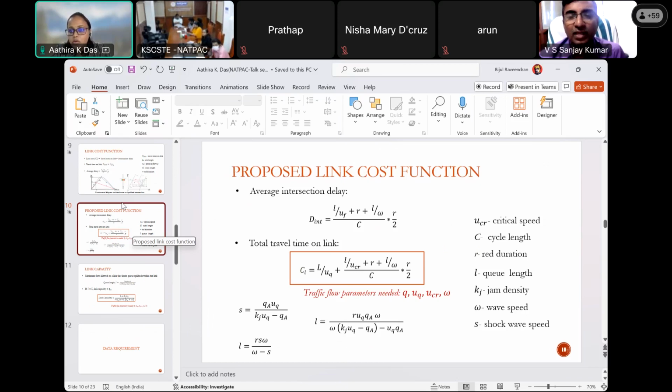My doubt is, are we in a position to take it as vehicles per hour? Since we are talking of traffic assignment, will considering it in vehicles per hour do, or do we need to convert it into PCU per hour, since it's a mixed traffic scenario? Yes, sir.